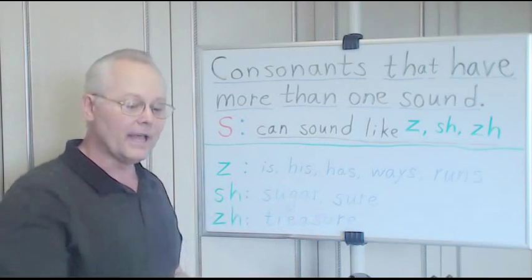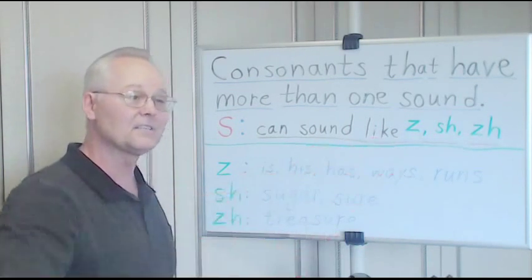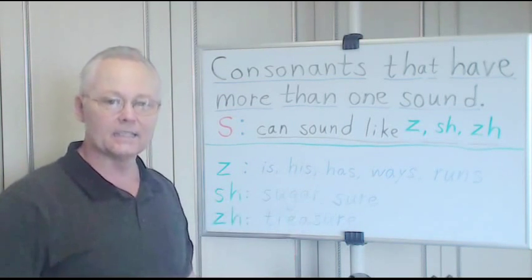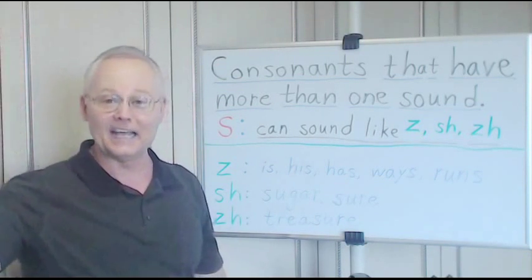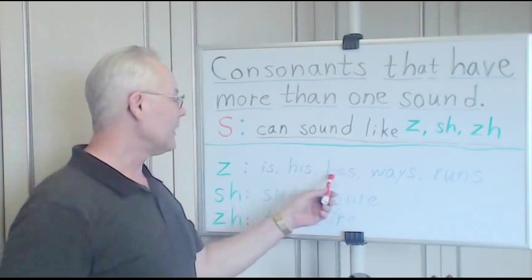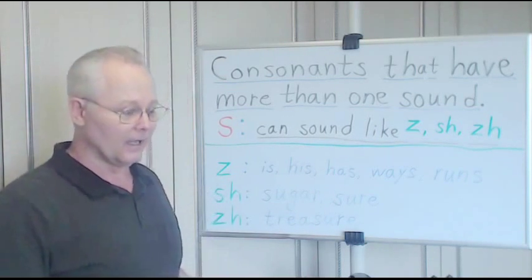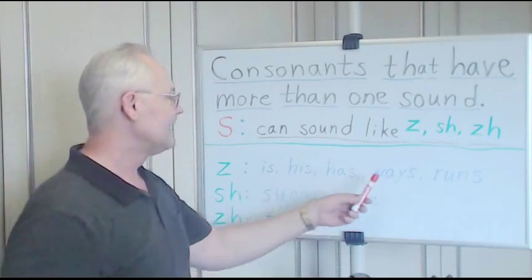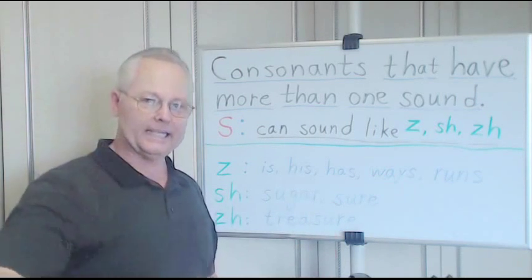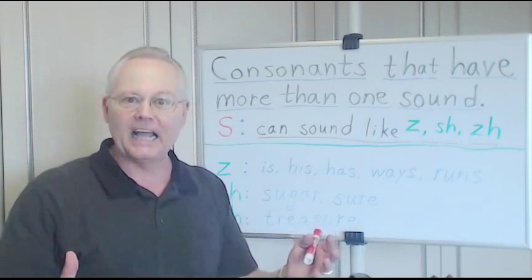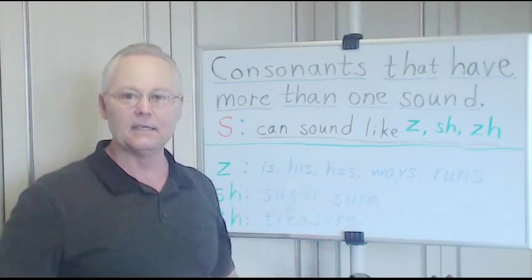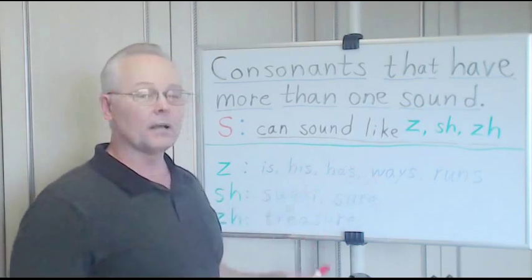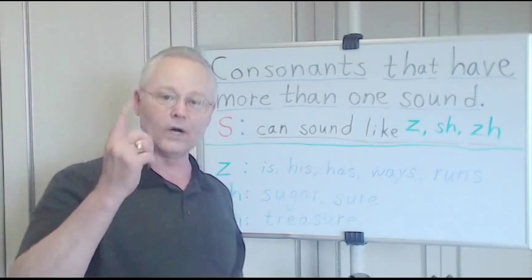That is his book. It's your brother's book. It's his book. Has, H-A-S, has. She has beautiful eyes. Take away the H, you have as. As a matter of fact, I love sunny days. Ways. How many ways can you make an apple pie? How many ways can you do whatever? Change the W to D, you have days. One day, two days.